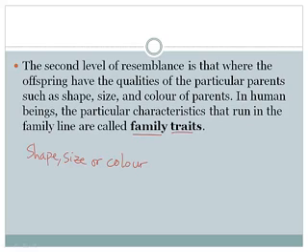Now, what we are talking about here is, in human beings, the particular characteristics such as the shape, the size, the color, the height, and the like that we inherit from our parents. All these qualities, such as shape, size, color, height, and the like, are the characteristics, or the traits, that we inherit from our parents, from our family line.